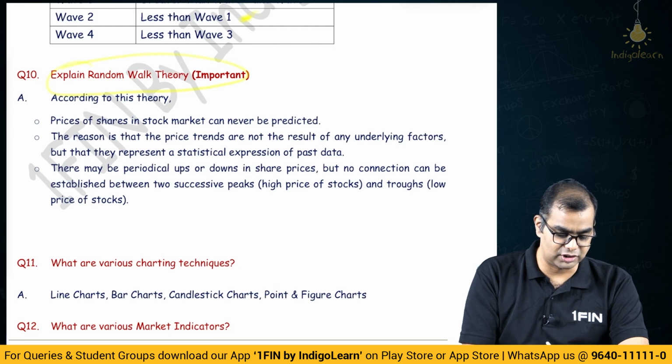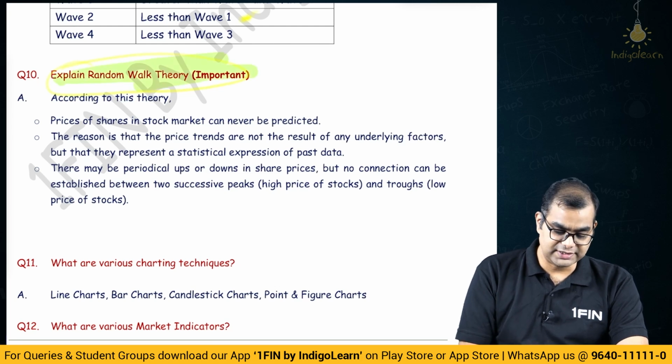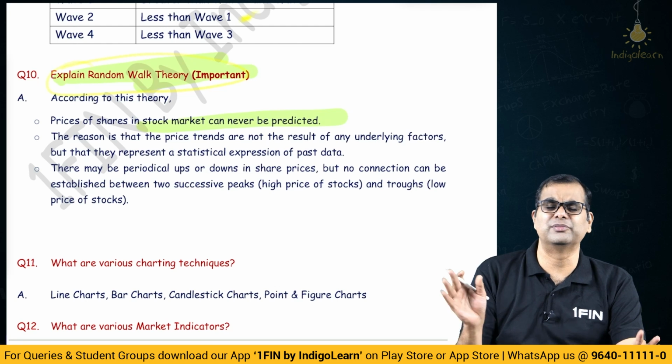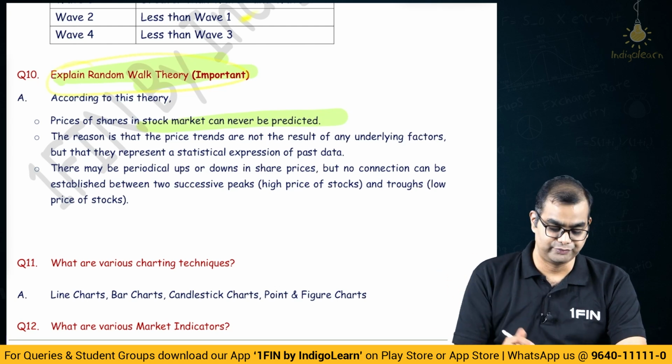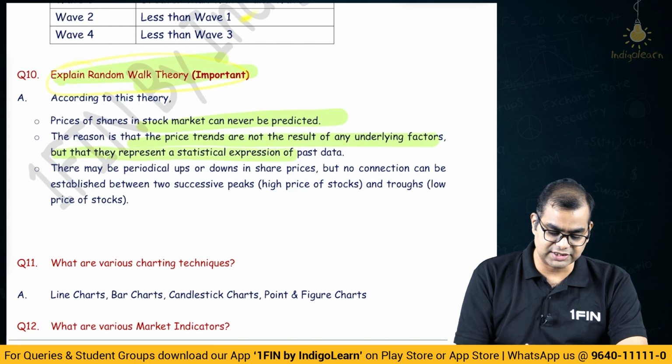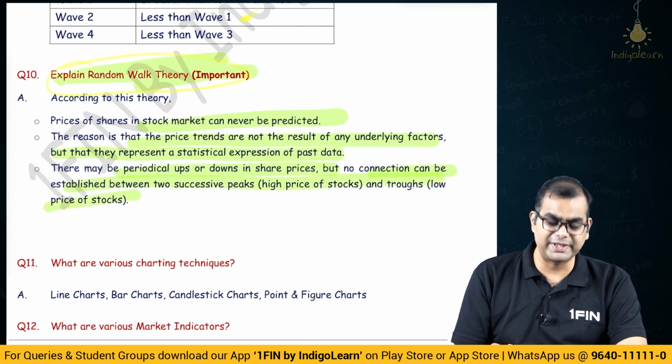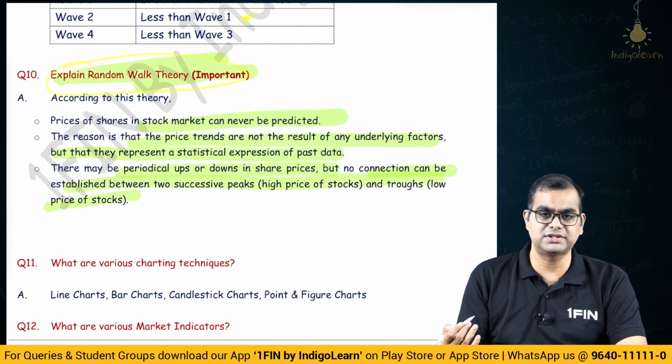What is the random walk theory? According to this theory, prices of shares can never be predicted. It is random. They move left, right, center, random walk. The reason is price trends are not the result of any underlying factors, but they represent a statistical expression of the past data. And there may be periodical ups or downs in share prices, but no connection can be established between two successive peaks and troughs. That is, high peaks mean high prices of stocks, troughs mean low prices of stocks.